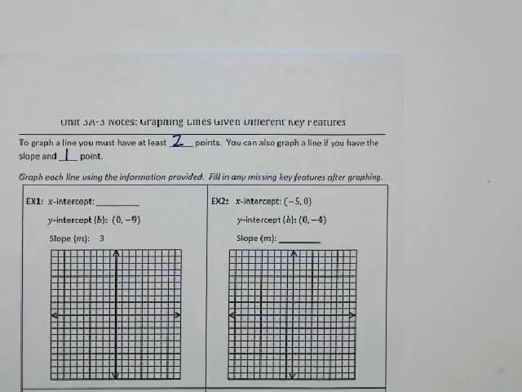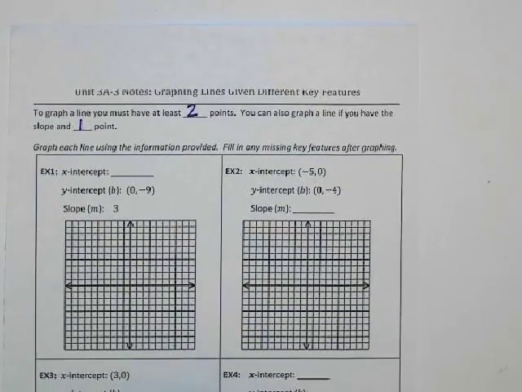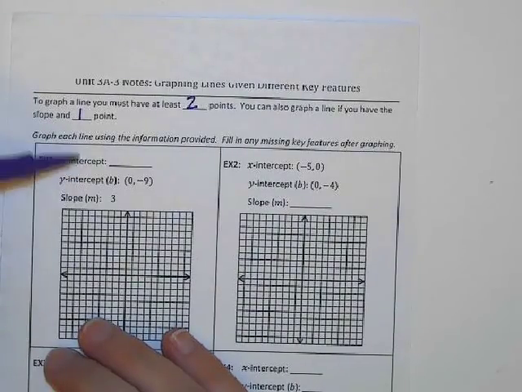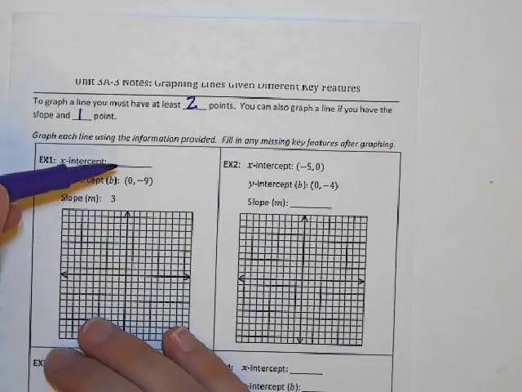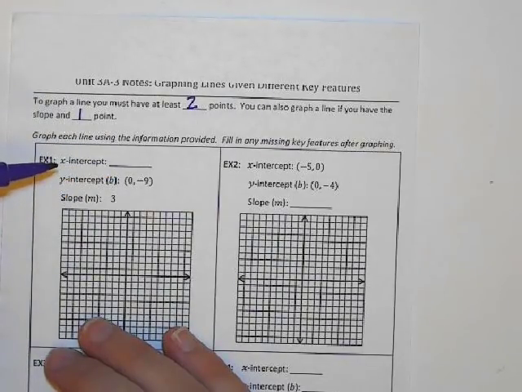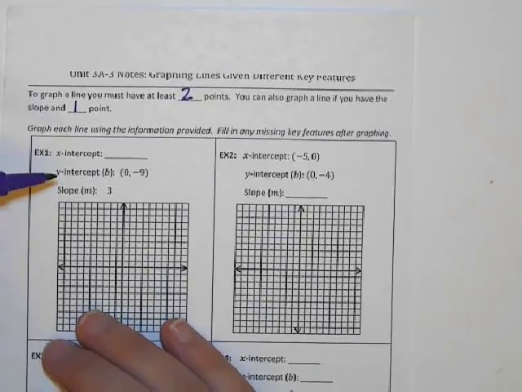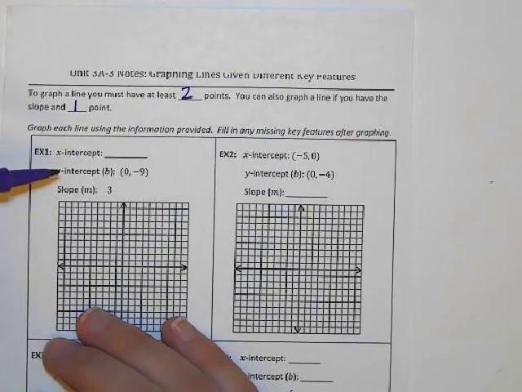Example 1. It says, graph each line using the information provided. Fill in any missing key features after graphing. So here are my key features. I don't know the x-intercept. There's a blank right there. So after I graph, I'll be able to know the x-intercept. I do know my y-intercept and I do know my slope. Because I have a point, the y-intercept is a point, and slope, I'm able to graph.